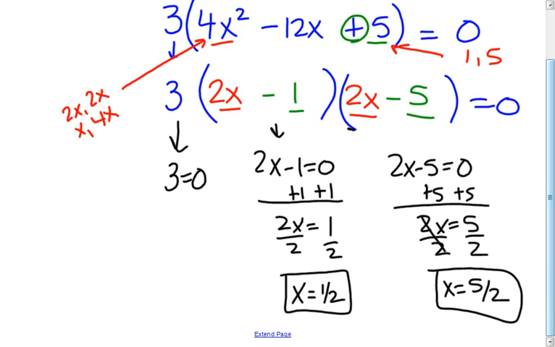Here, I have no x's in it. And guess what? 3 does not equal 0. 3 can't be 0. So that is not a solution. If I had had this, then I could divide by 3, and x would be 0. But since I have no x in it, there's nothing that x can be, and 3 never equals 0 anyways. So I only have 2 solutions to this.